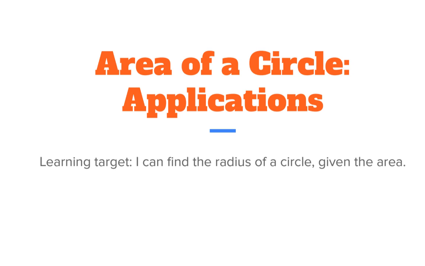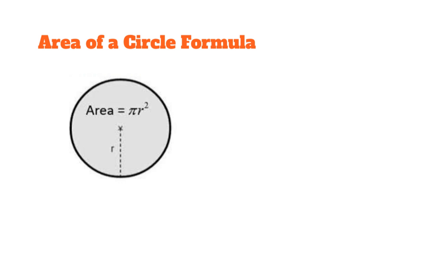Jacobson. In this video, we're going to talk about how to find the radius of a circle if we are given the area. All right, so in order to be able to do that kind of application, we need to recall the area of a circle, that formula. And so this is just a brief reminder that the formula to find the area of a circle is right here, pi times radius squared.